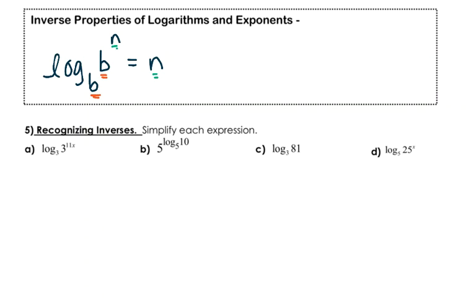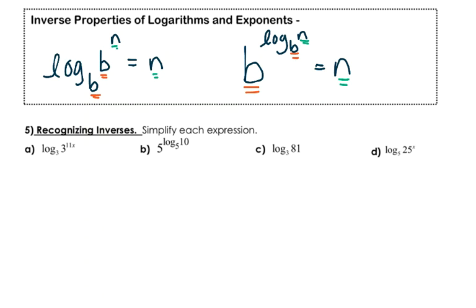Another property here is if you have a base, I'm going to make that kind of big, and then this will look weird, but let's say that you have a log up in the exponent, and the base of that log is b of n. Again, notice here that this base and this base are the same. Then it's just going to equal n. All right, let's try some of these. So those are just kind of like definitions here.